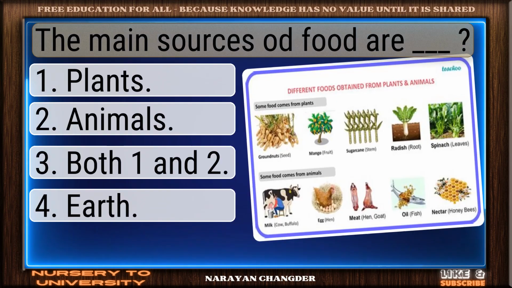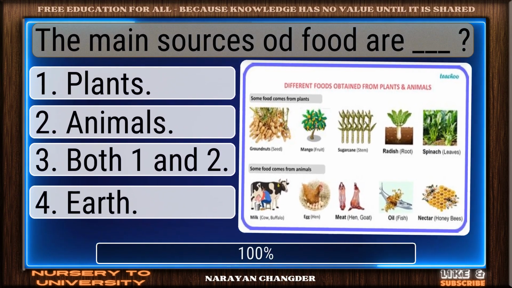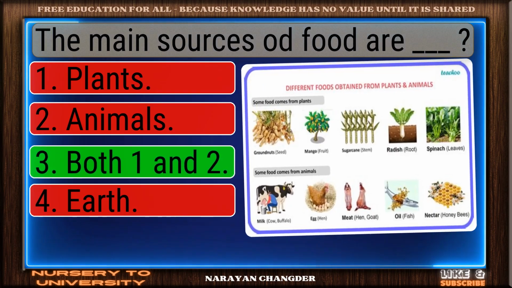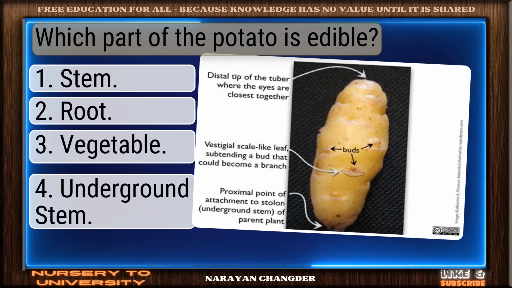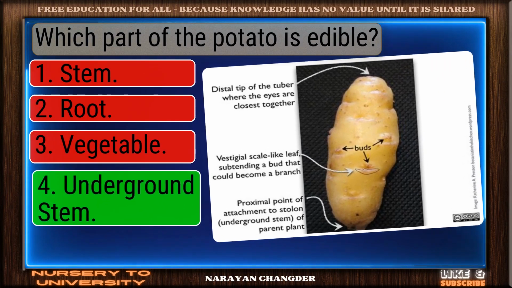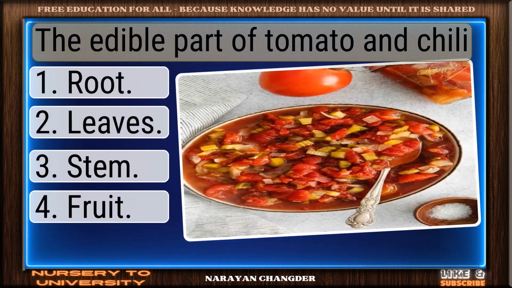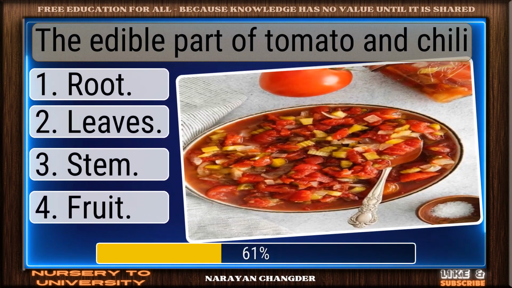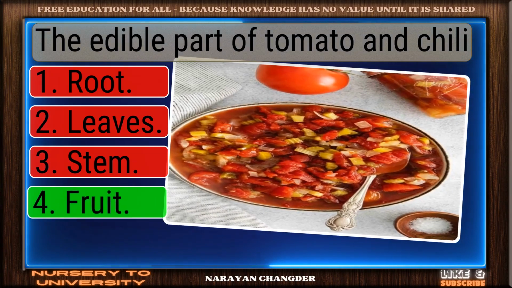The main sources of food are dash. You chose both 1 and 2, and it is correct. Which part of the potato is edible? Excellent choice. Underground stem is the right answer. The edible part of tomato and chili. Smart move. Fruit is an accurate answer.